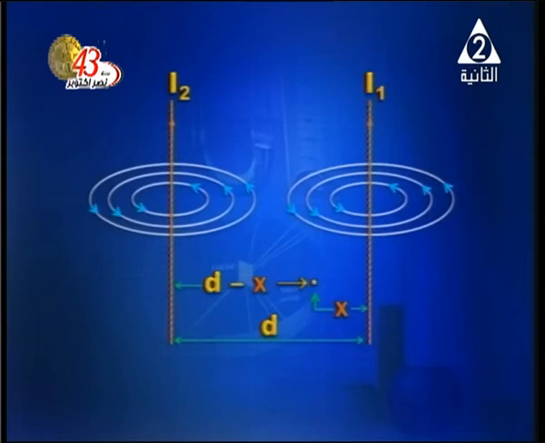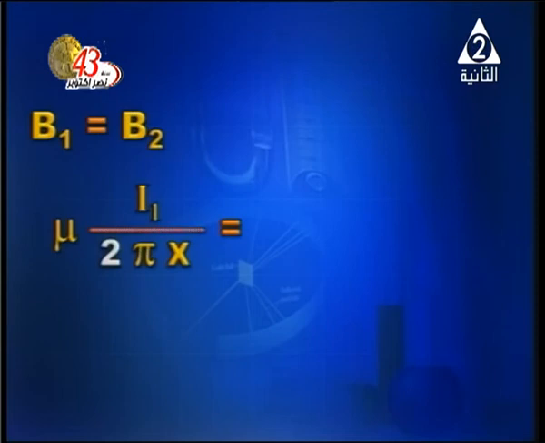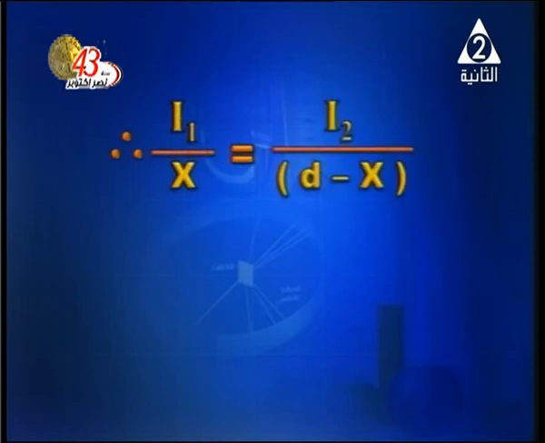The two fields are in opposite directions, so B total will be the difference between the two fields. So B1 minus B2 is equal to 0, or B1 is equal and opposite to B2 to obtain a neutral point. So mu I1 over 2 pi x is equal to mu I2 over 2 pi (D minus x). Of course, mu, 2 and pi will be crossed out, so we can say I1 over x is equal to I2 over D minus x.